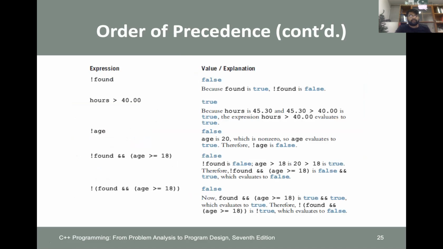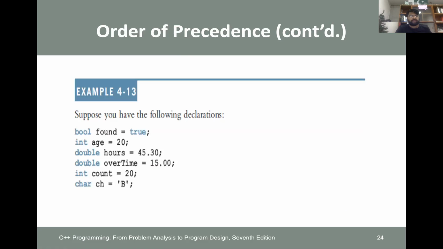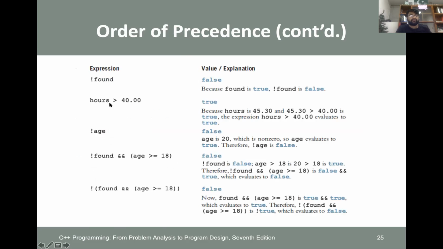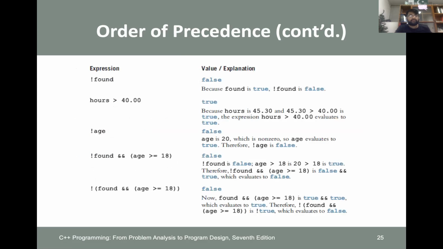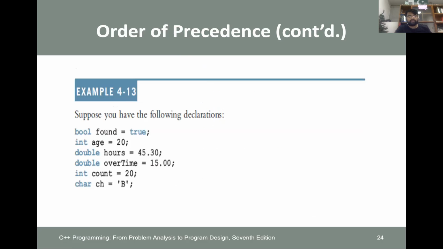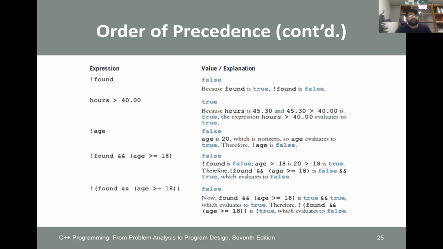rs is greater than 40. The value of rs is actually 45.3, which is true. So since rs is 45.3, which is greater than 40, this will evaluate to true. Let's go for not age. For not age, the age is an int and it has value 20. Not age is going to reverse the value of whatever truth value is stored in age. And as I told you, anything that is non-zero is treated as a positive value. Hence, the inverse of a positive value, a true value, will be false.